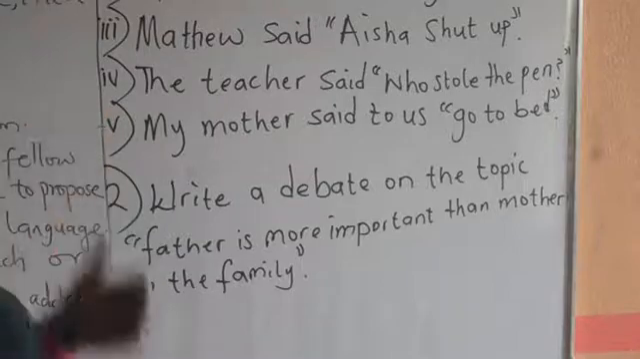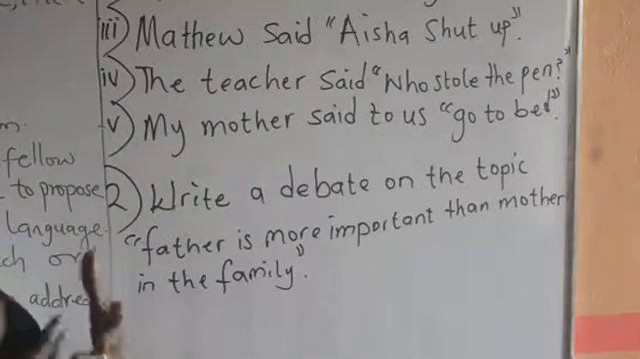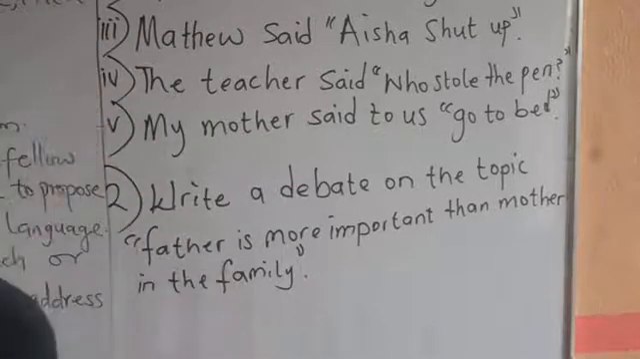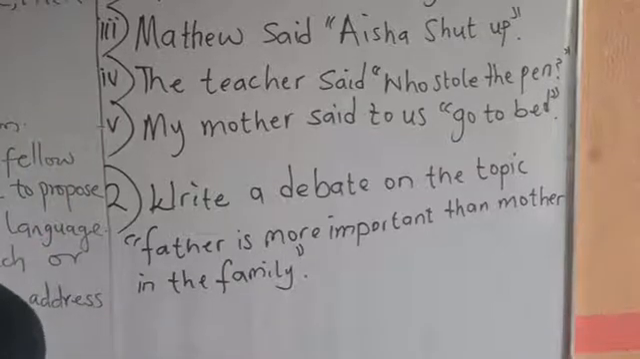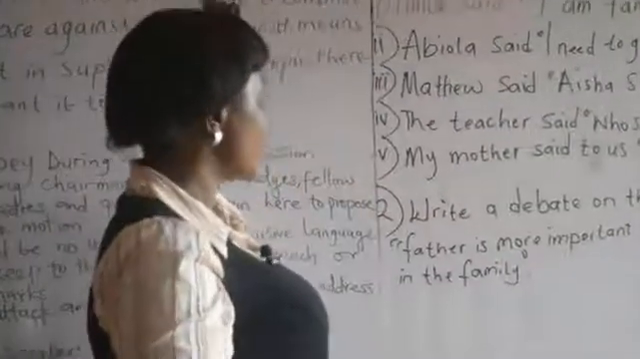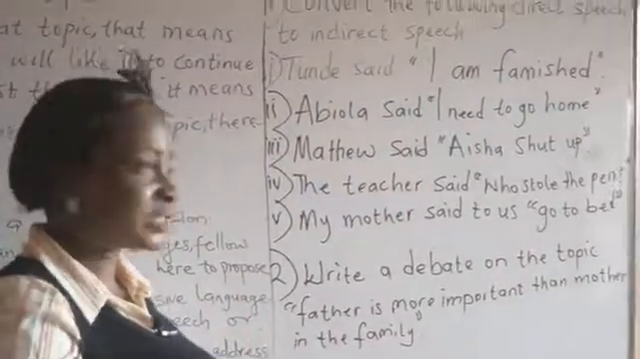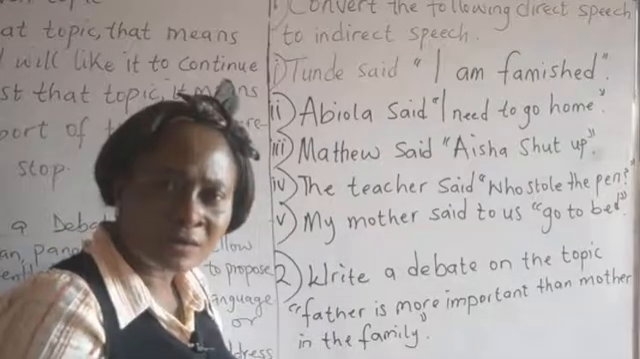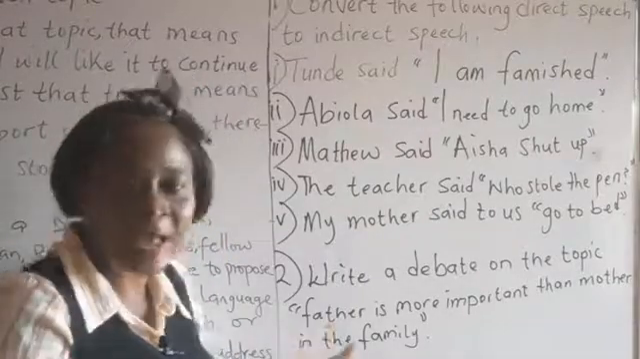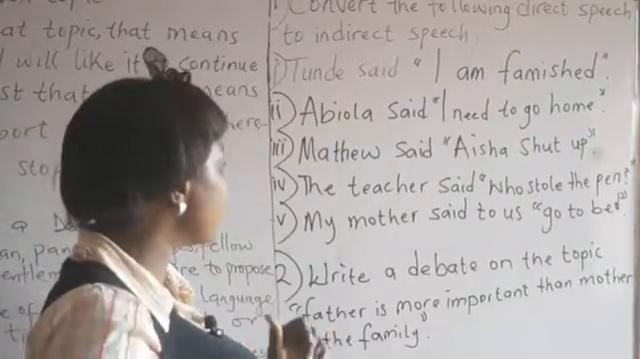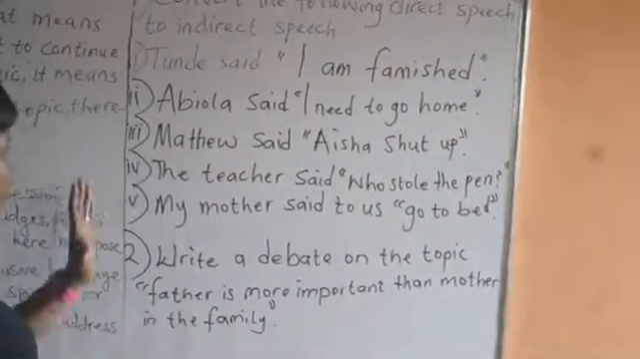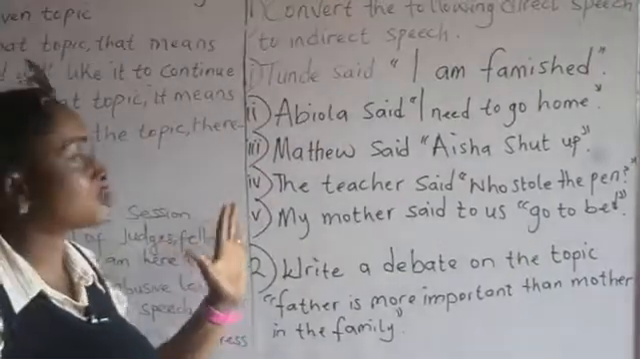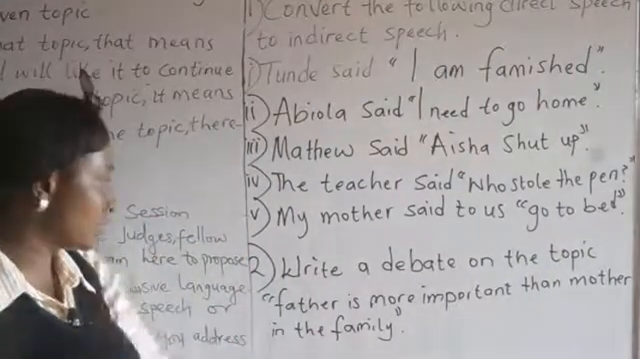Roman figure 2. Abiola said, I need to go home. Roman figure 3. Matthew said, Aisha, shut up. You have to write it in the reported form. 4. The teacher said, who stole the pen? It's a question. 5. My mother said to us, go to bed. So you have to convert these direct speeches to indirect or reported speeches.